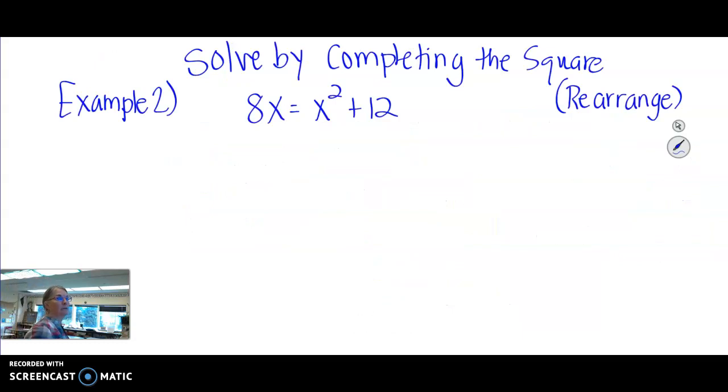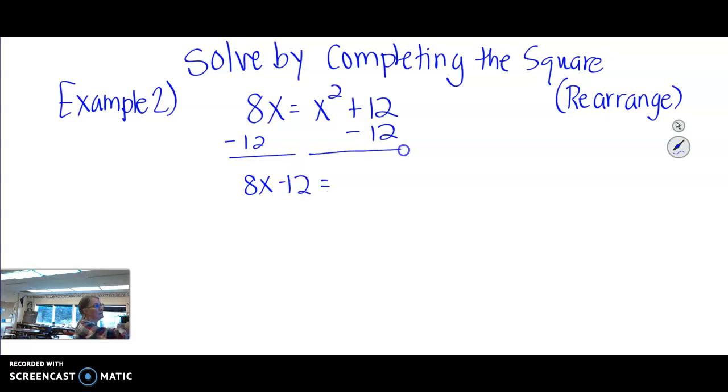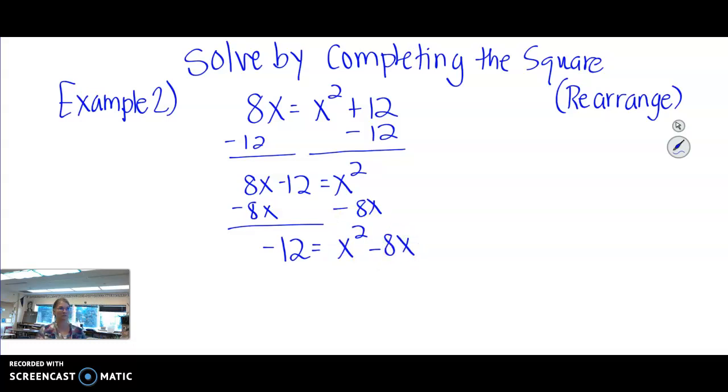This next example requires that we rearrange some things first, because it's not in that form. We don't have our x terms on the same side. So I'm going to subtract 12 from both sides, and I'm going to subtract 8x. Did I say add? I think I said add. And so on this side I have -12, and on the other side I have x squared minus 8x. So I just moved the terms around, rearranged it so that I have my x terms on the same side.